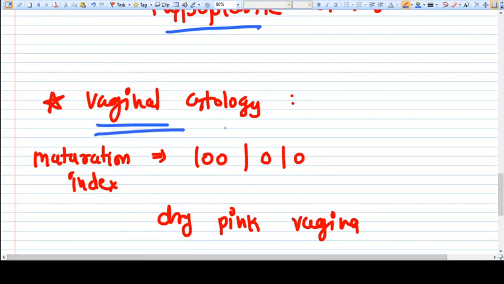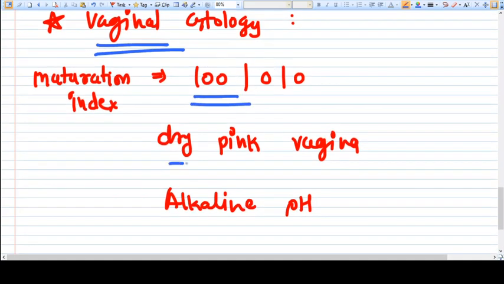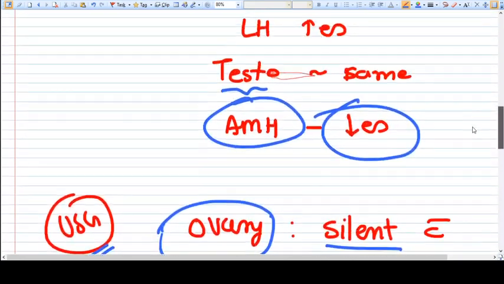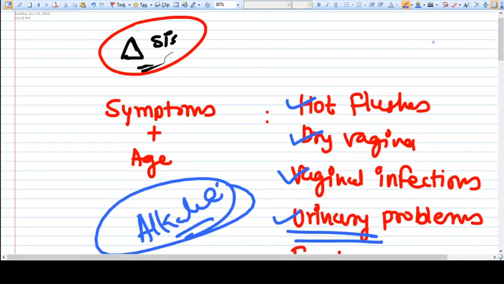Vaginal cytology, if you talk about it, the maturation index is 100-0-0. That means no estrogenic, no progesteronic environment. Dry pink vagina with alkaline pH. This is exactly what the menopausal vagina looks like. That's why these are the investigations we can use for diagnosis of menopause. Thank you.